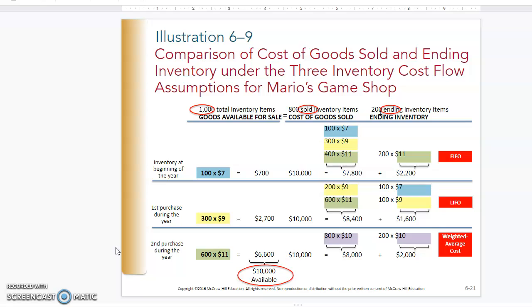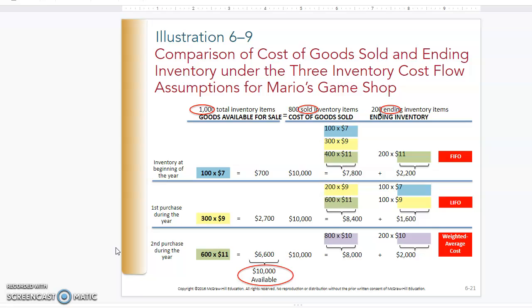Weighted average. We have $10,000 and 1,000 units, which gives us $10 per unit. Times the 800 that we sold is $8,000. The 200 left is $2,000. So as you can see, how much goes in cost of goods sold, which affects net income, and how much is left in ending inventory, which affects our total assets, is different depending on which method is used.